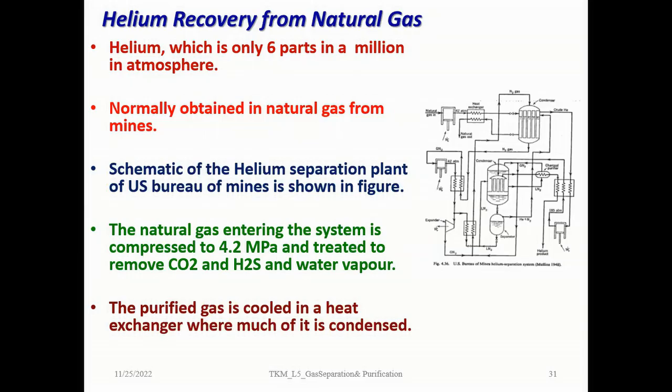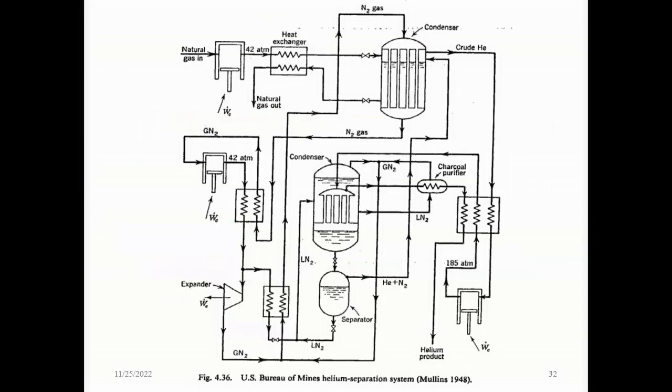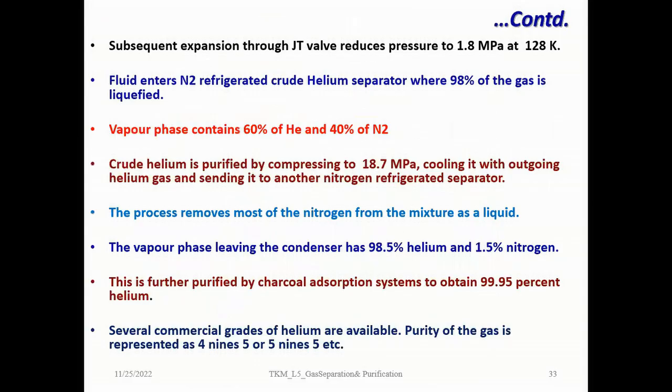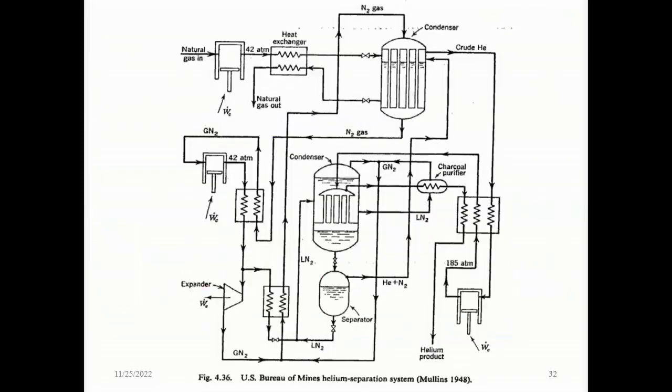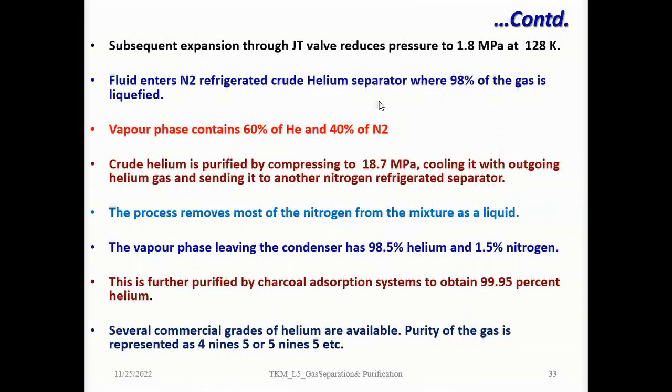This is the schematic diagram of the US Bureau of Mines helium separation system. Subsequent expansion through the Joule-Thomson valve reduces the pressure to 1.8 megapascal, or 18 bar, at 128 Kelvin. Fluid enters the nitrogen refrigerated crude helium separator, where 98% of the gas is liquefied. The vapor now contains 60% helium and 40% nitrogen.